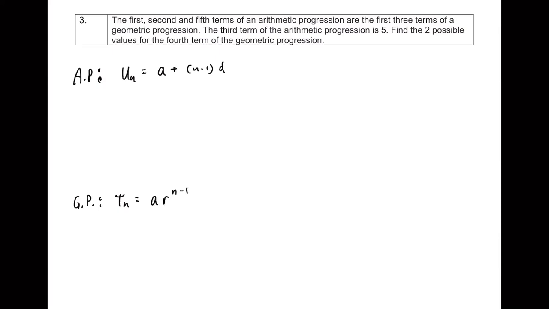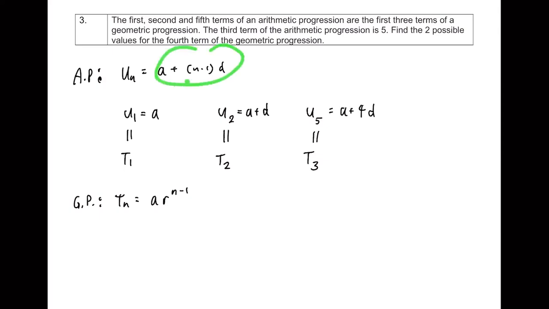What do we know about the AP and the GP? In the arithmetic progression, the first, second, and fifth terms, so U1, U2, and U5, are equivalent to the first three terms of the geometric progression, so T1, T2, and T3. They are equal to each other, like this. But what is U1? If you use the formula, it's just A. It's just A plus D and A plus 4D. Just use the formula. Sub in n equals 1, 2, and 5. How about T1, T2, and T3? You just sub in the formula with 1, 2, and 3 respectively.